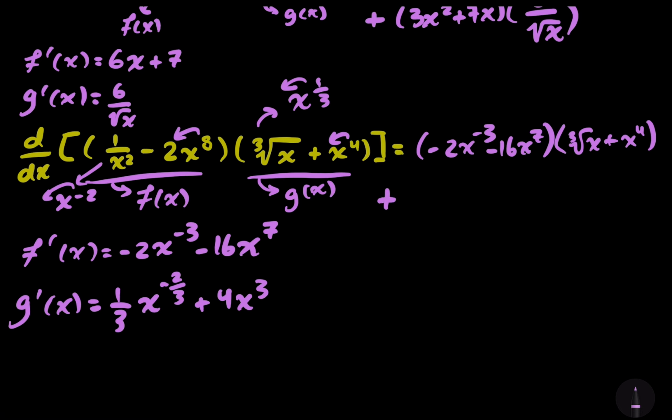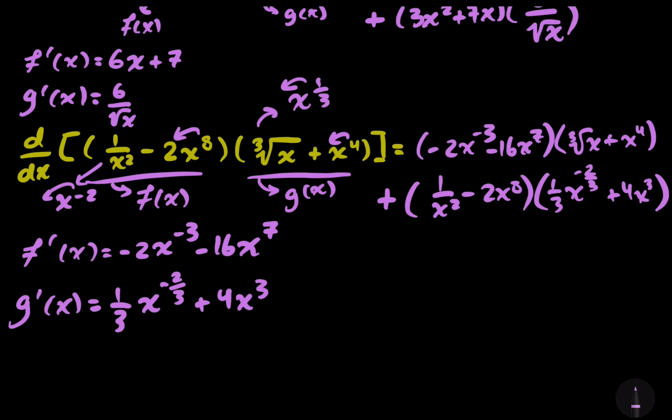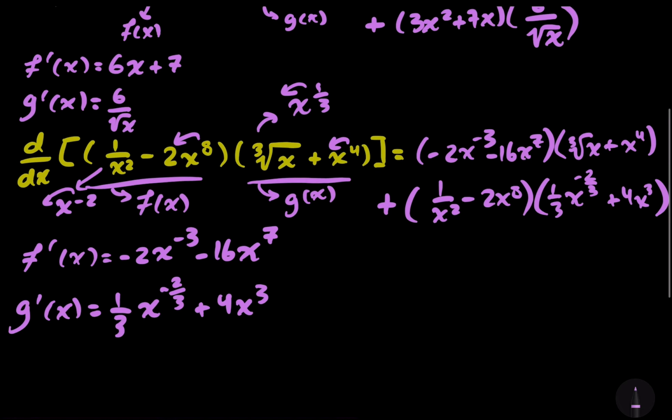And then we're going to go ahead and add that to the first function, which is 1 over x squared minus 2x to the 8th times the derivative of the second function. So that's going to be 1/3 x to the negative 2/3 plus 4x to the third. Again, you can go ahead and expand this out and simplify as you'd like, but we're just going to leave it in this form because who could bother to simplify this, to be honest.